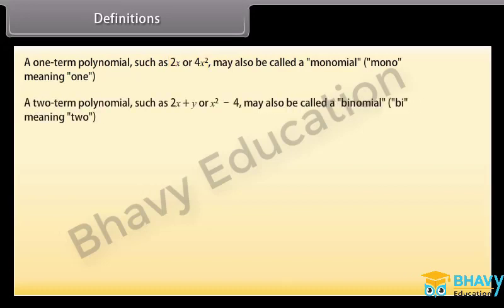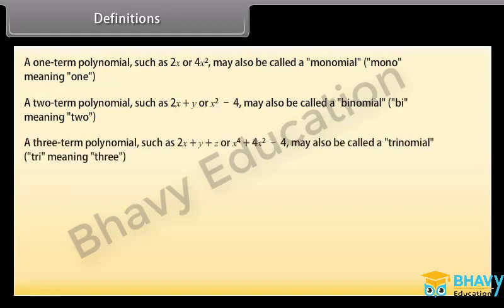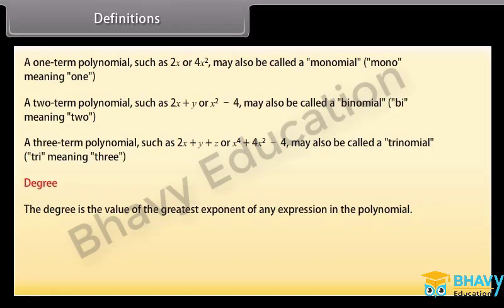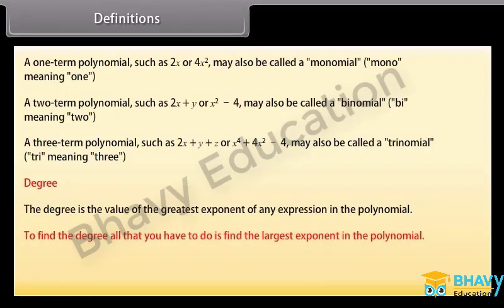A two-term polynomial such as 2x plus y or x square minus 4 may also be called a binomial, bi meaning 2. A three-term polynomial such as 2x plus y plus z or x raised to the power 4 plus 4x square minus 4 may also be called a trinomial, tri meaning 3. Degree. The degree is the value of the greatest exponent of any expression in the polynomial. To find the degree, all you have to do is find the largest exponent in the polynomial.